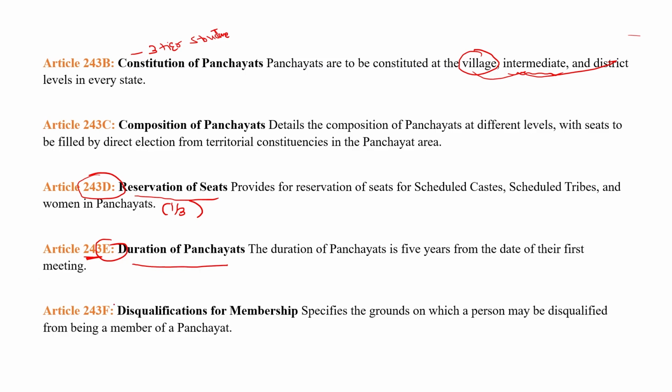Now is F. F explains the disqualification of the members who are responsible for the panchayat. So just as we can disqualify the president, we can also disqualify a member of the Panchayati Raj system in rural areas. So Article F explains the disqualification of members on special grounds.